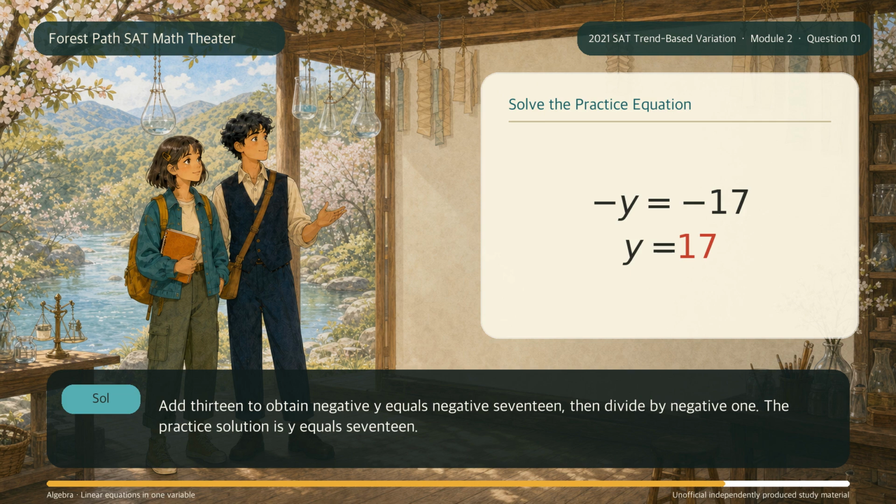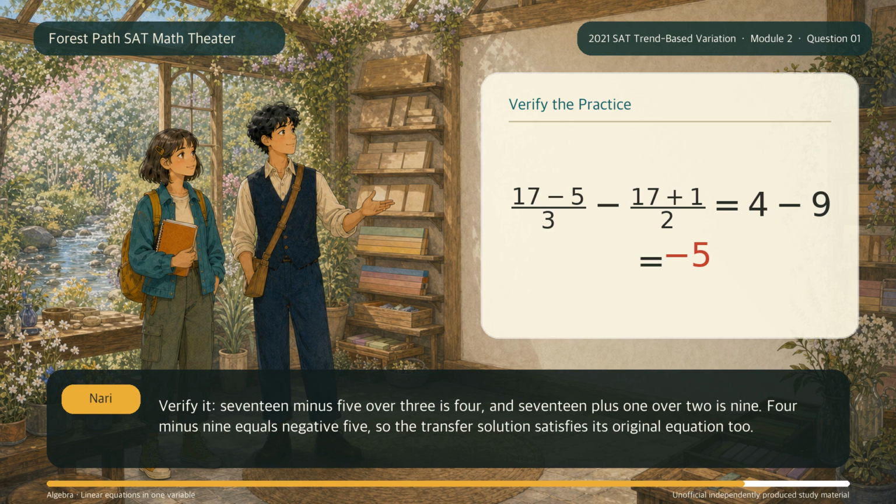Add 13 to obtain negative y equals negative 17, then divide by negative 1. The practice solution is y equals 17. Verify it. 17 minus 5 over 3 is 4, and 17 plus 1 over 2 is 9. 4 minus 9 equals negative 5, so the transfer solution satisfies its original equation too.